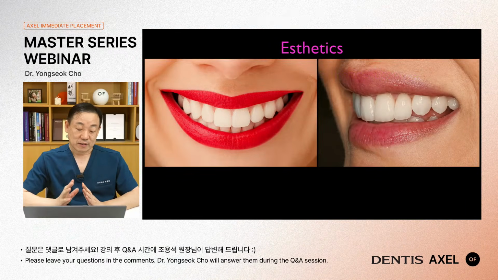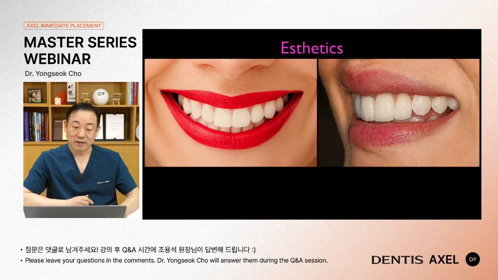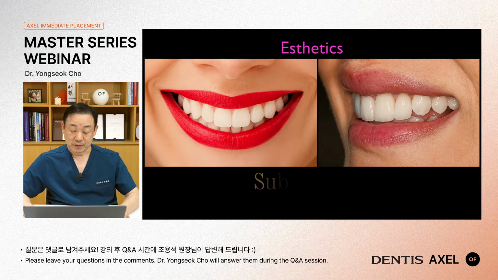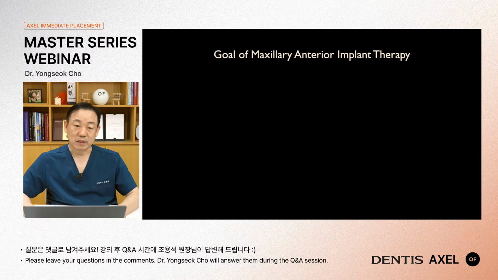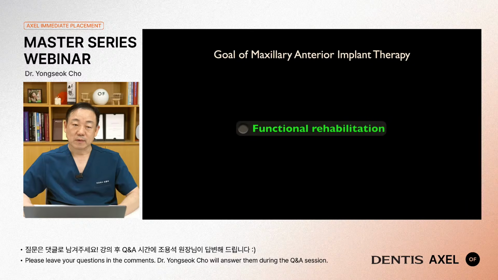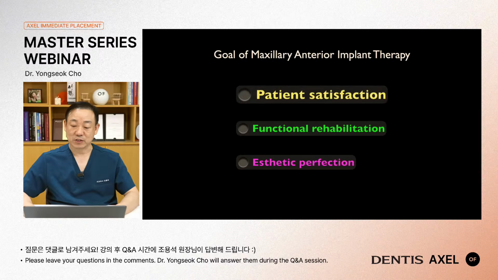Aesthetics, what is aesthetic? The standards of aesthetic are highly subjective. Since everyone has different expectations, it is very difficult to satisfy each individual's aesthetic preference. Basically, you must make functional rehabilitation in anterior maxillary implant therapy, and also you pursue aesthetic perfection. However, the primary goal should be patient satisfaction.